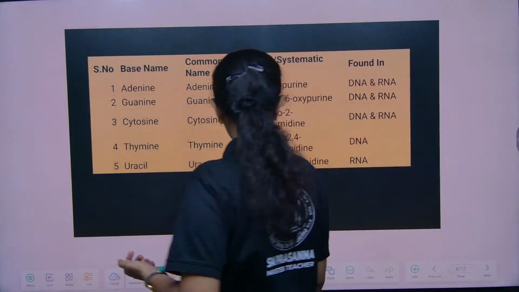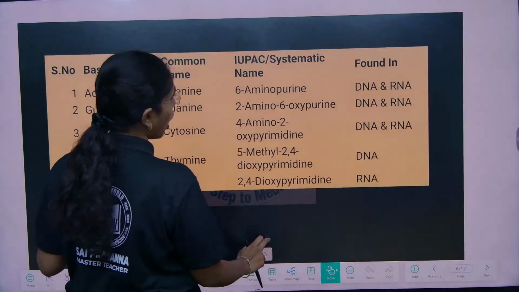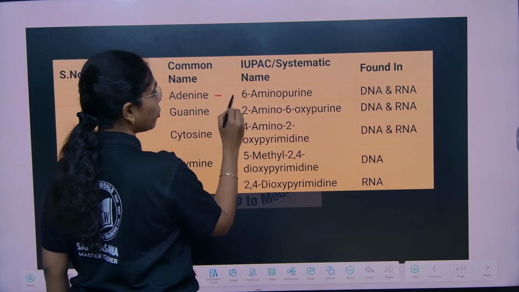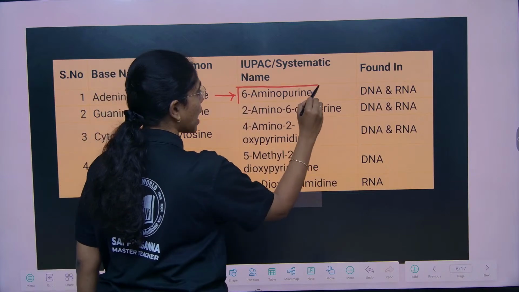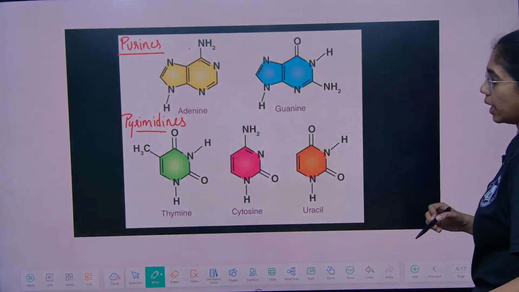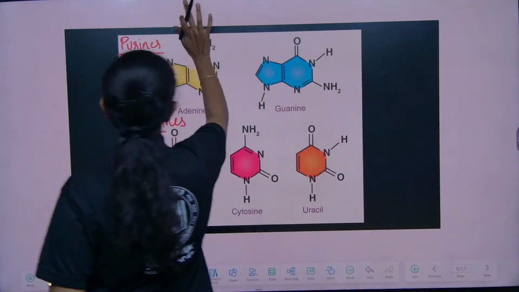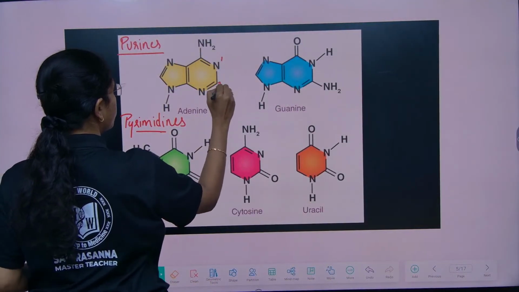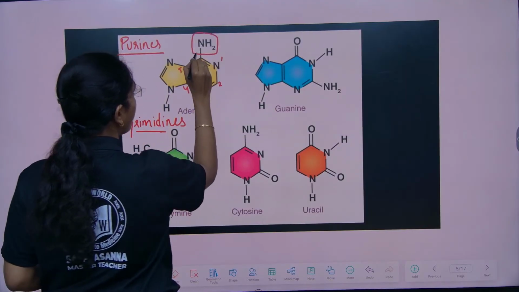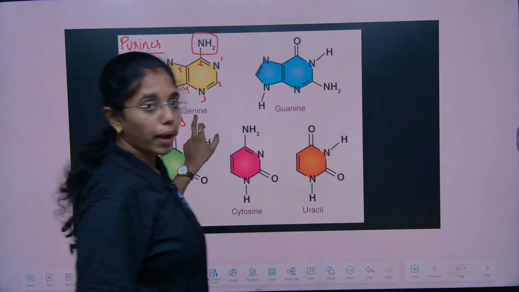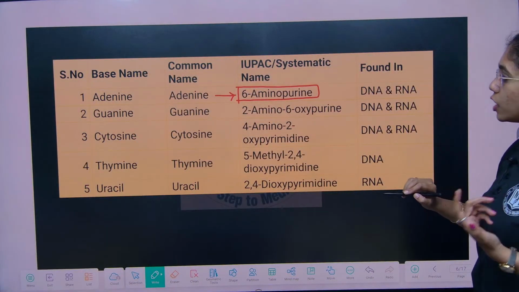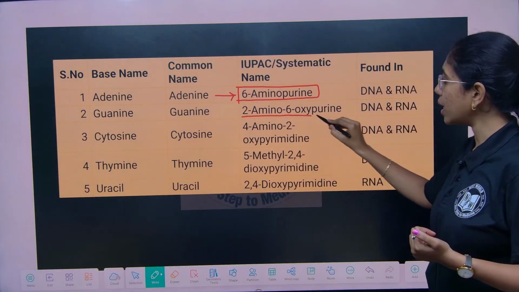Their IUPAC names are different and you have to remember them, which I have tabulated here. Adenine is the common name of the nitrogen base, and this is its IUPAC name, 6-aminopurine. How is it 6-aminopurine? I will tell you. See, this is the first position, 3, 4, 5, 6. At the 6th carbon an amino group is there. So the IUPAC name of adenine is 6-aminopurine.